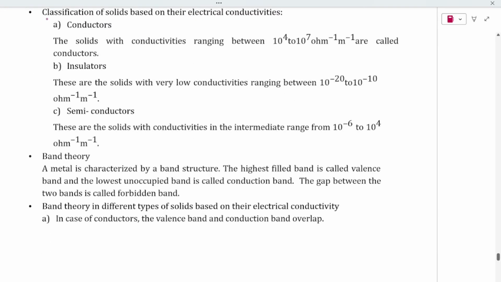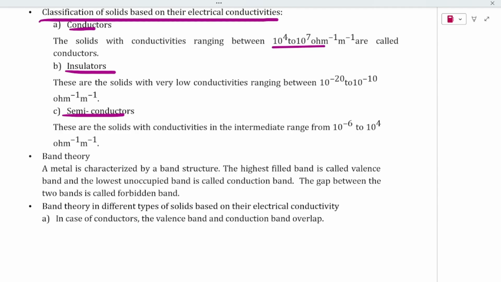And if you see the classification of solids based on electrical conductivity, it means conductors, insulators, and semiconductors. Conductors range between 10 power 4 to 10 power 7 per ohm per meter. Insulators are 10 power minus 20 to 10 power minus 10 per ohm per meter. Next, in the same way, semiconductors are minus 6 to plus 4 per ohm per meter.